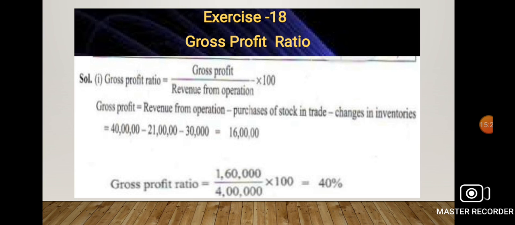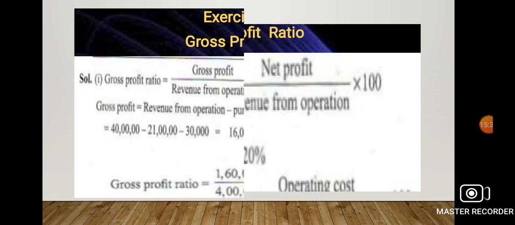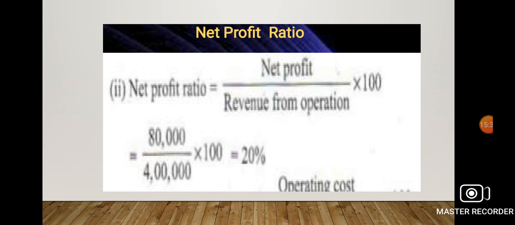Then the second ratio, net profit ratio. What is the formula of net profit ratio? Net profit after tax divided by revenue from operations into 100. So net profit 80,000 divided by revenue from operations 4 lakh into 100, we get 20 percent. Next, operating cost ratio.